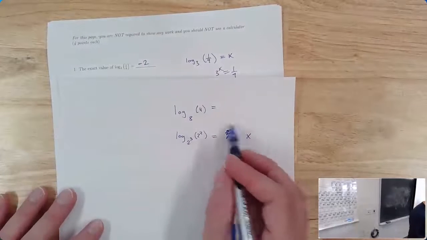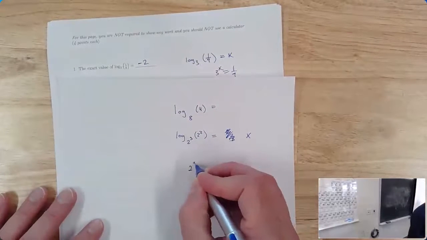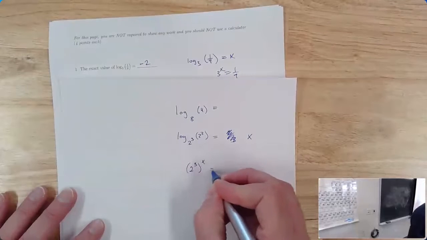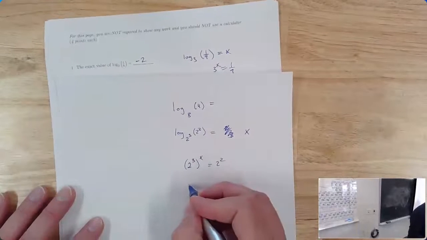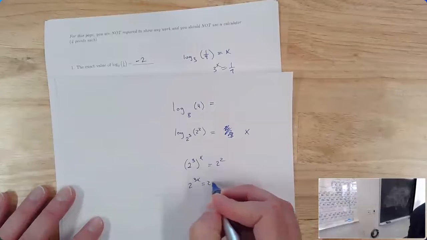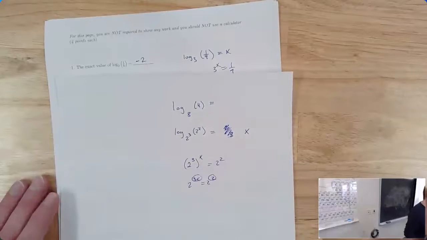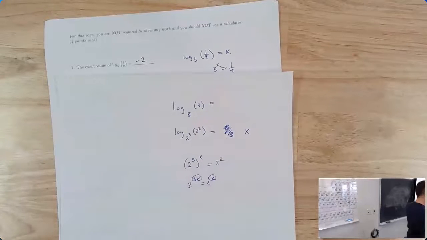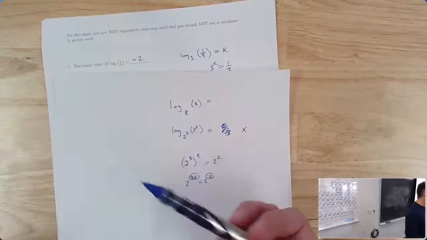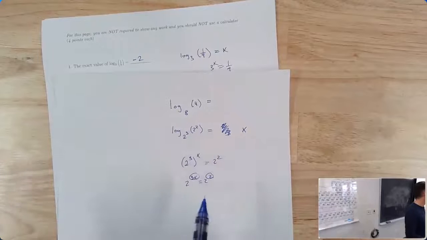But here you can rewrite this as 2 to the 3rd to the x equals 2 squared, and then 2 to the 3x equals 2 squared, and then 3x equals 2. That lets me know that you're not just blindly following a rule, which I think is easy to kind of mess up personally. If you've never seen this before, please ignore it.